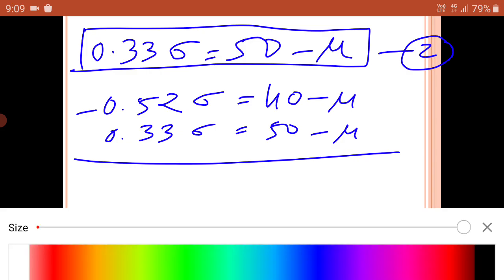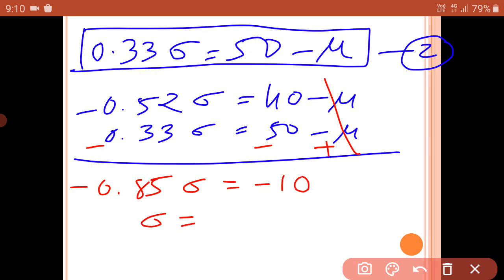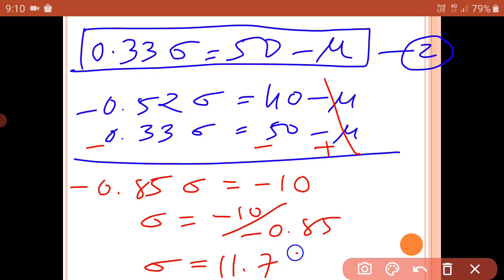You change one sign, suppose here minus and plus, then mu cancels, both minus, so minus 0.85 sigma, and here minus 10. Then sigma is equal to minus 10 upon minus 0.85, and you get the sigma as 10 upon 0.85. The answer is 11.76.